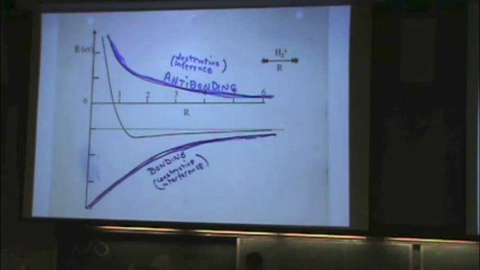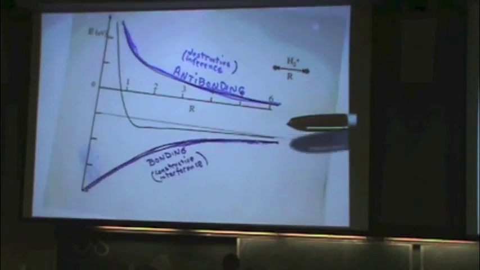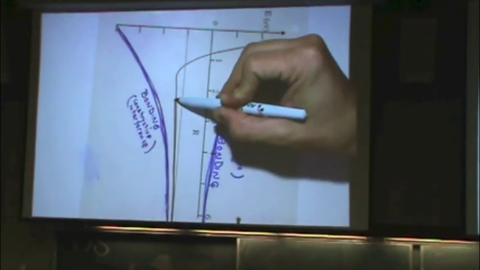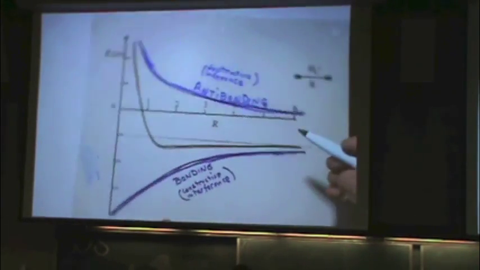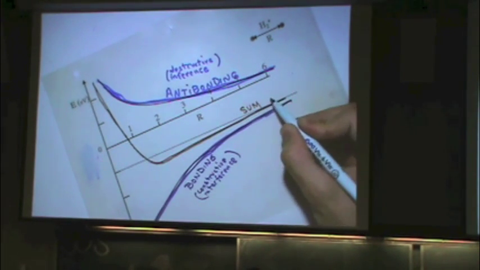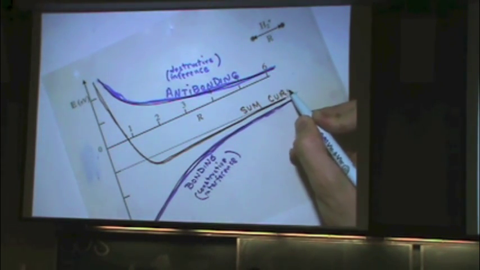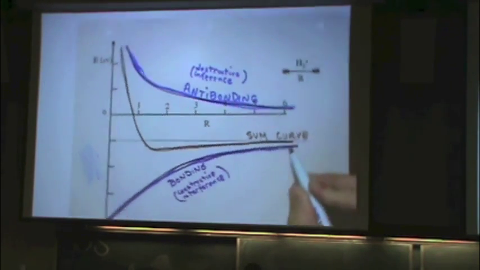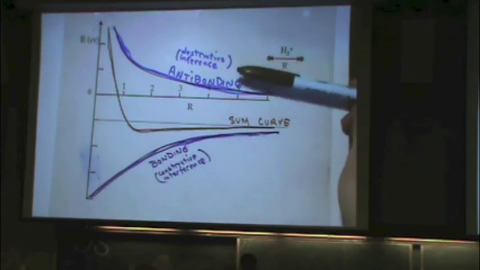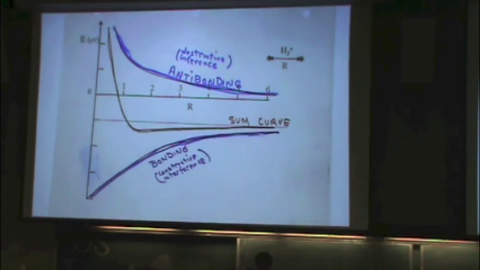Now, when these two add up, literally, mathematically, we get this sum curve here at the bottom that I'm outlining in brown. We call this the sum curve literally because we summed up the other two curves. It's the addition of both the repulsive and the attractive forces, of the destructive and the constructive interference.